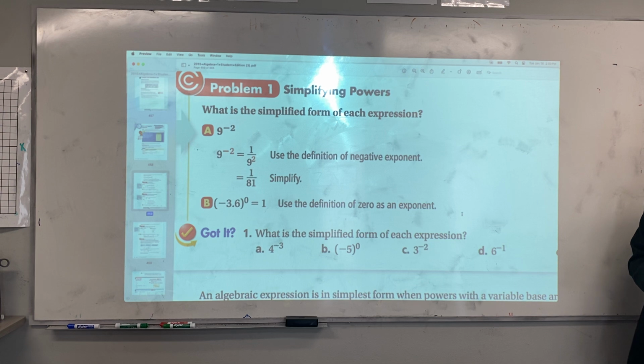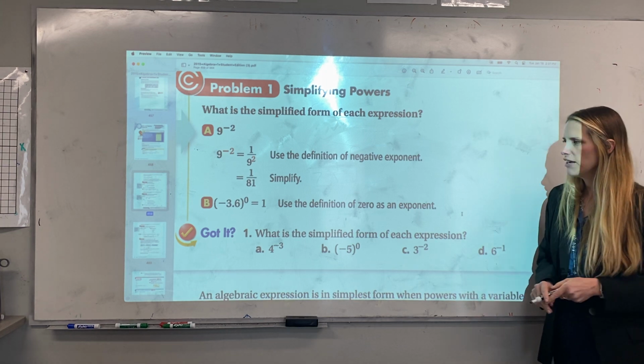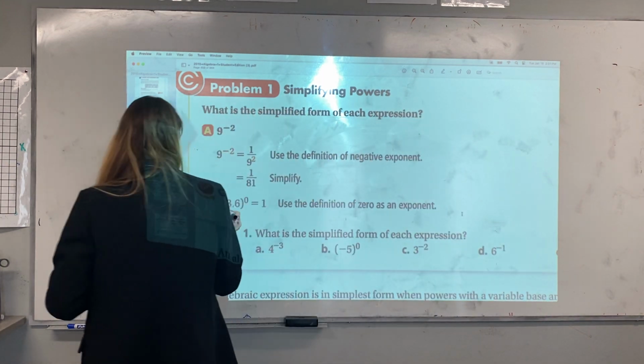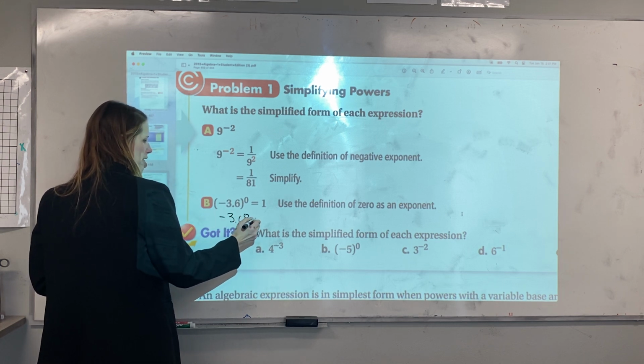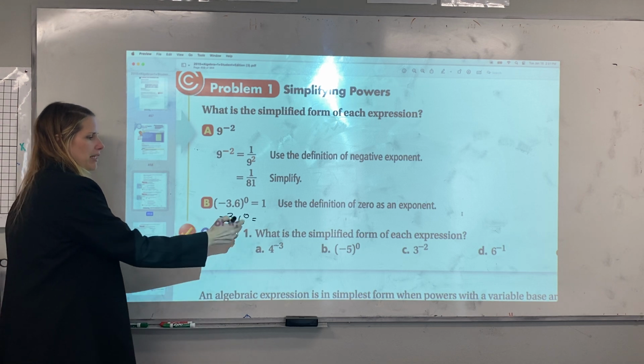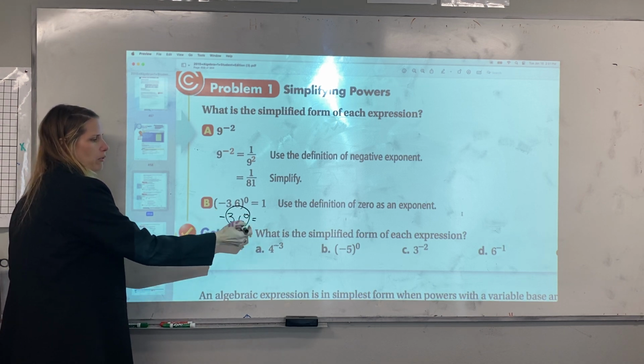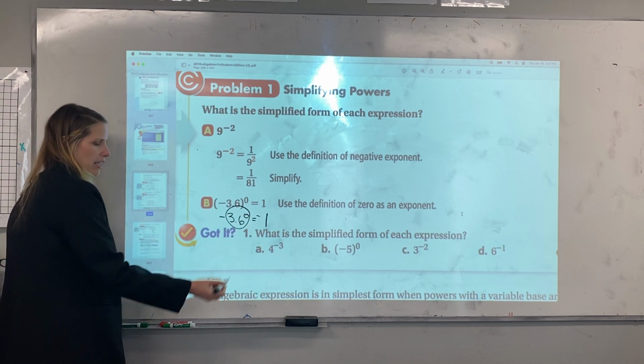Negative 3.6 to the 0 power is 1. What if there were no parentheses there? What would the answer be? It would be negative 1. Very good. If there were no parentheses, that would be 3.6 to the 0 power is 1, times the negative is negative 1.